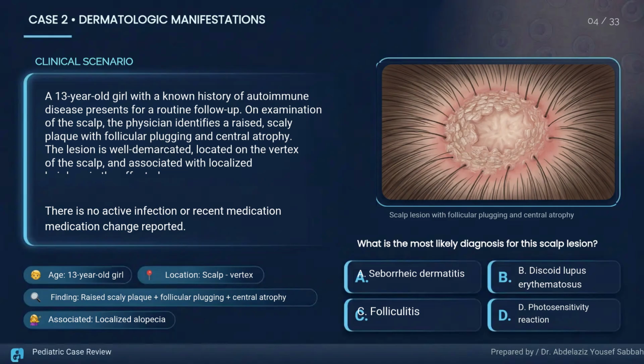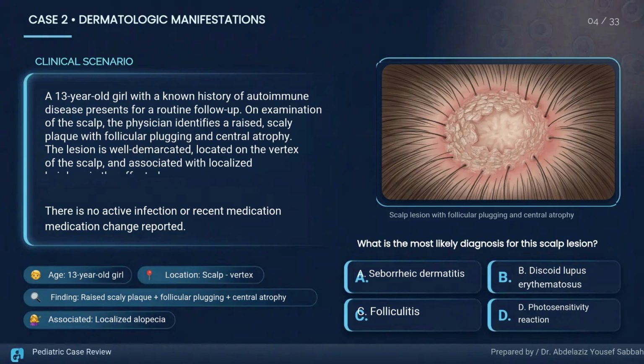Case 2. A 13-year-old girl with a known history of autoimmune disease presents for routine follow-up. On examination of the scalp, the physician identifies a raised, scaly plaque with follicular plugging and central atrophy. The lesion is well demarcated, located on the vertex of the scalp, and associated with localized hair loss in the affected area. There is no active infection or recent medication change reported. What is the most likely diagnosis for this scalp lesion?